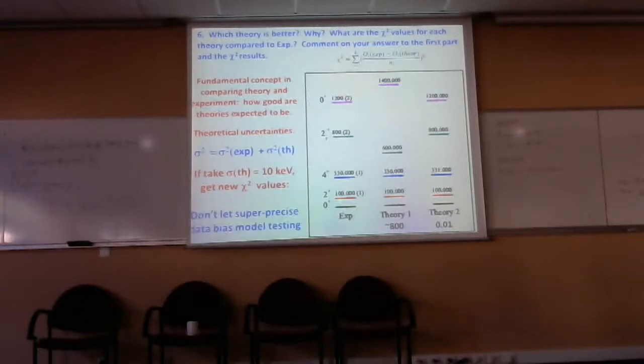And so one message here is don't let super precise data bias your model testing. Now, that's not a message not to measure things precisely. Okay, it's great to measure things precisely, but don't let an accidentally precise value like this completely dominate the comparisons. Okay? All right. So this example had to do with what you do when faced with precise data and the idea of introducing theoretical uncertainties. And for this example, I'm just putting in 10 kilovolts for everything.